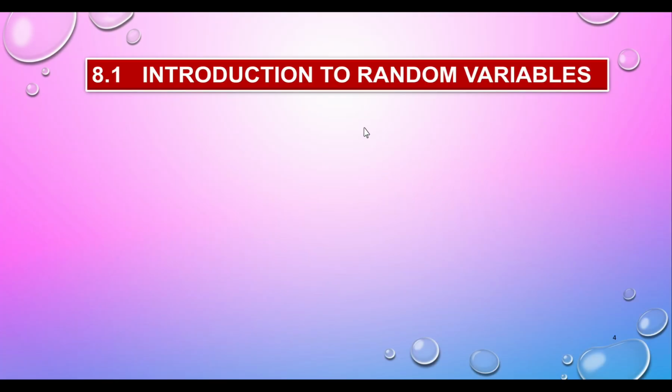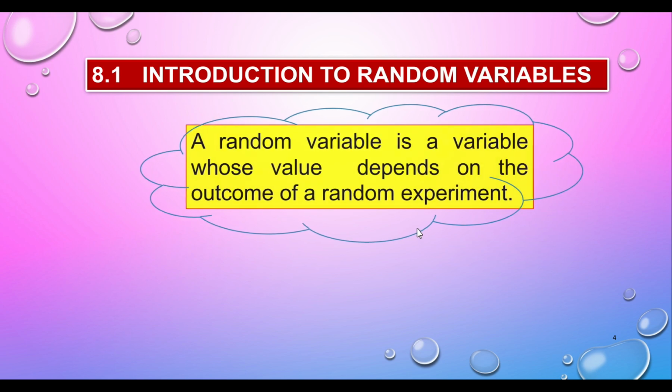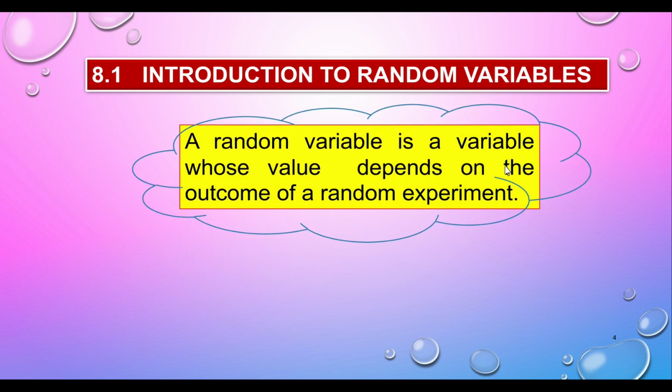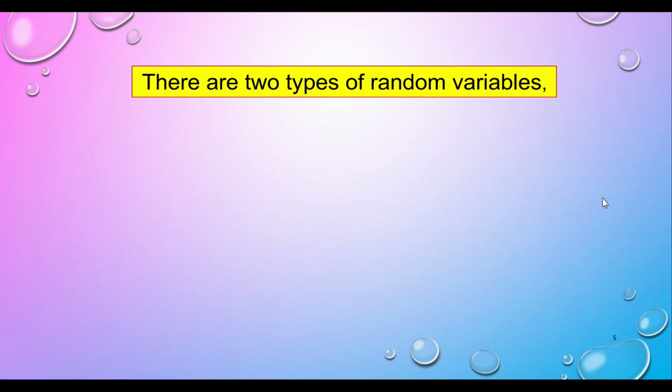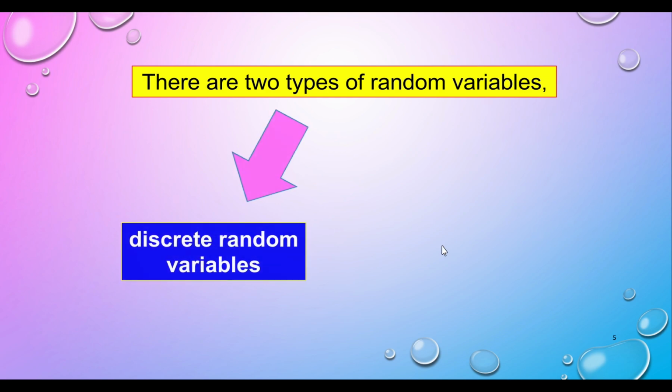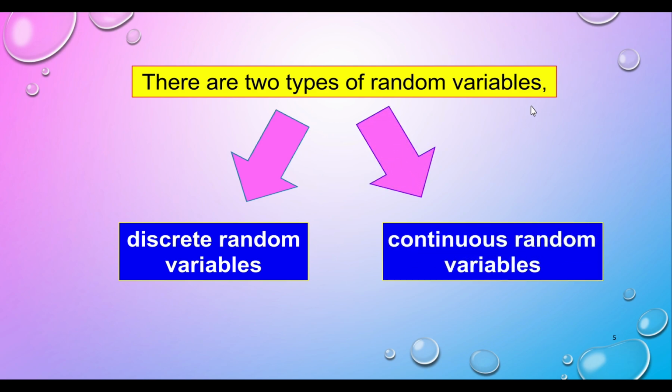What is a random variable? A random variable is a variable whose value depends on the outcome of a random experiment. We usually denote random variables by capital letters such as X or Y. There are two types of random variables: discrete random variables and continuous random variables.